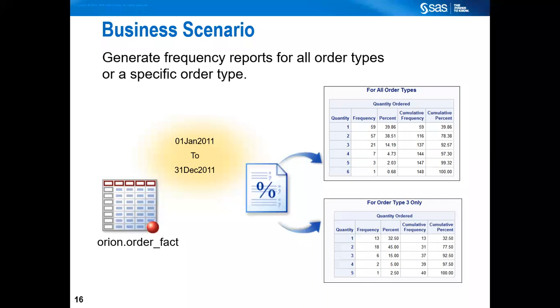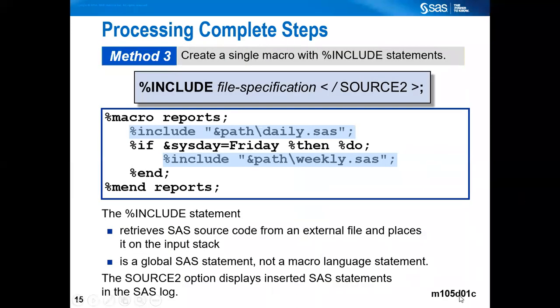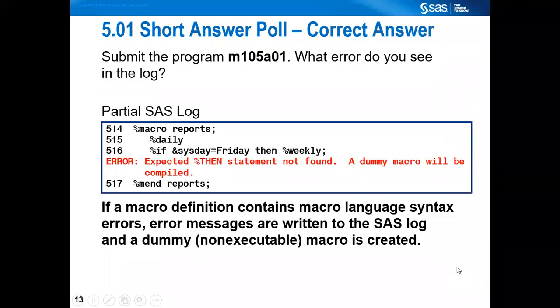So generate frequency reports for all order types or specific orders. You can have frequency reports also. But before moving to the scenario, I would request you to work with demo D01 A, B, and C, all three methods, and work with this activity also. D01 A, B, C, right?